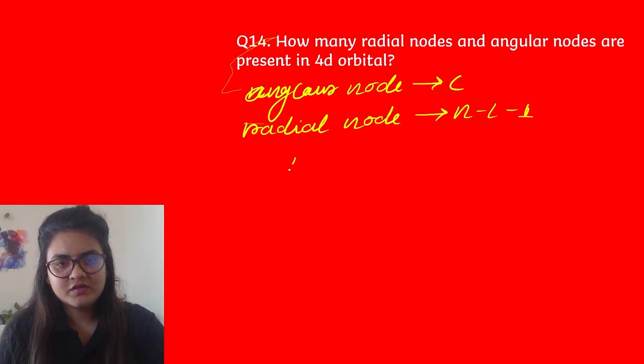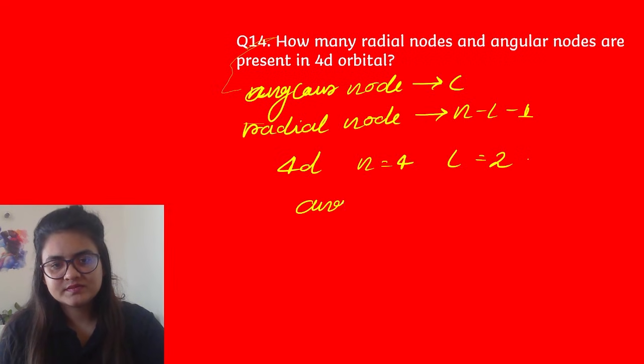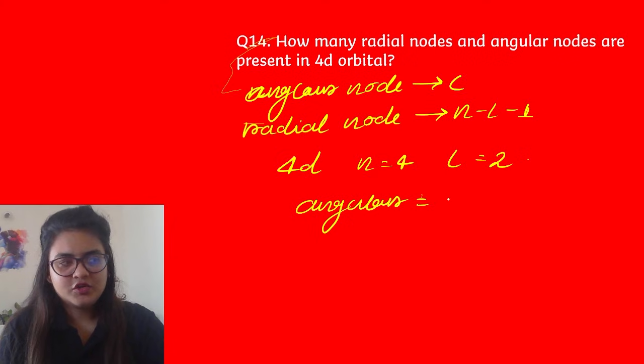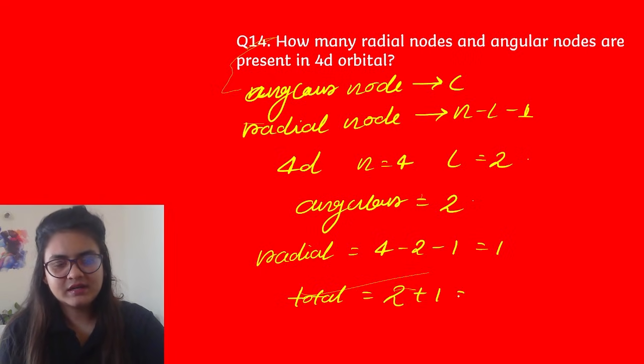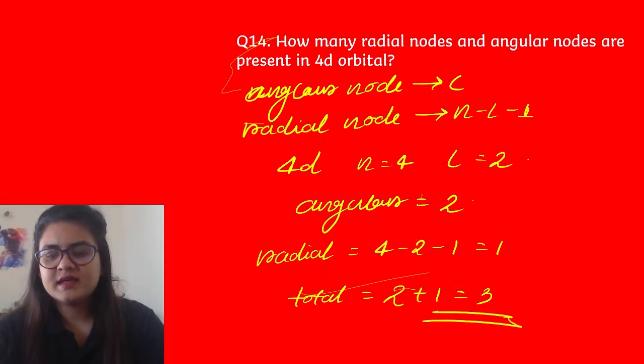Okay, so I am having a 4D orbital. 4D means n equals 4. Okay, L equals how much? L equals 2, right? So angular node is going to be 2, and radial is going to be 4 minus 2 minus 1, that is 1. So total number of nodes, if you find, that is 2 plus 1, that is 3. Okay, I guess it's clear to you.